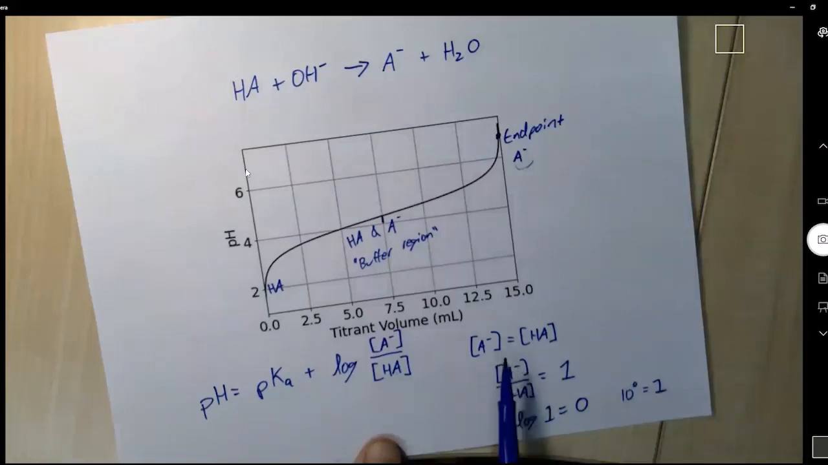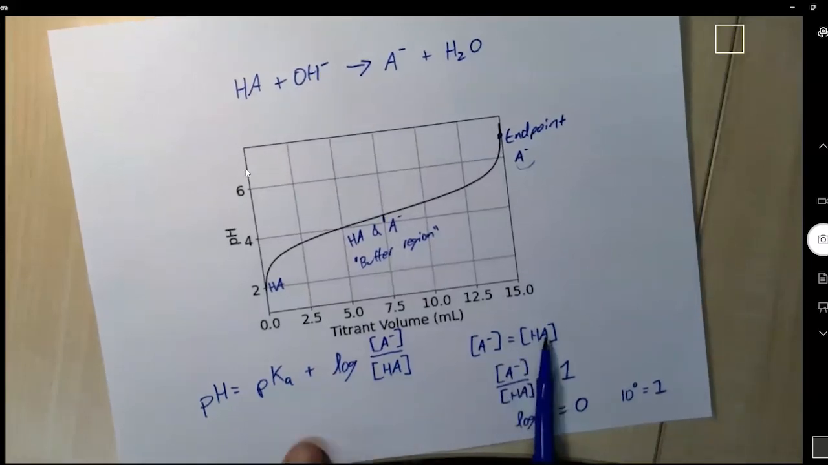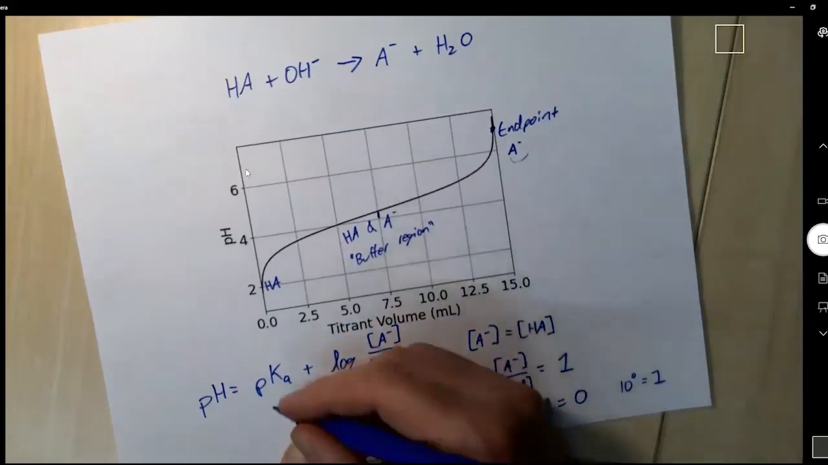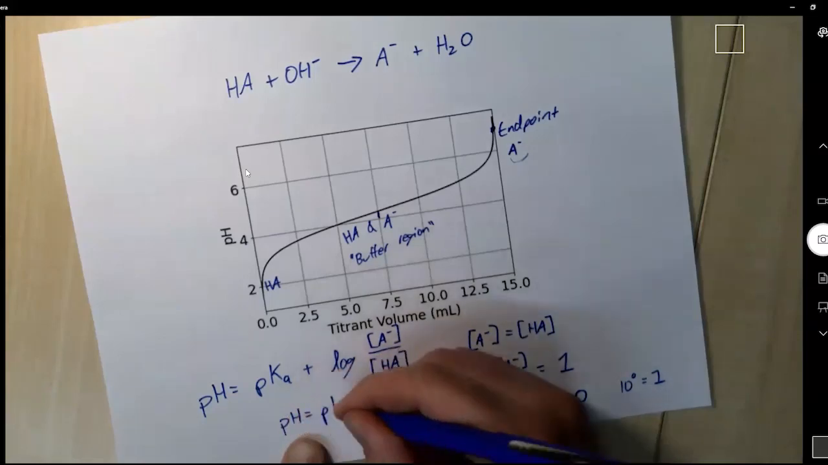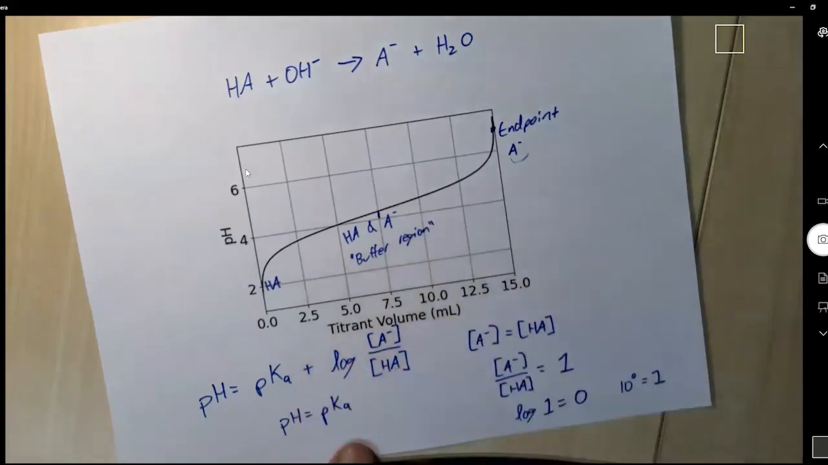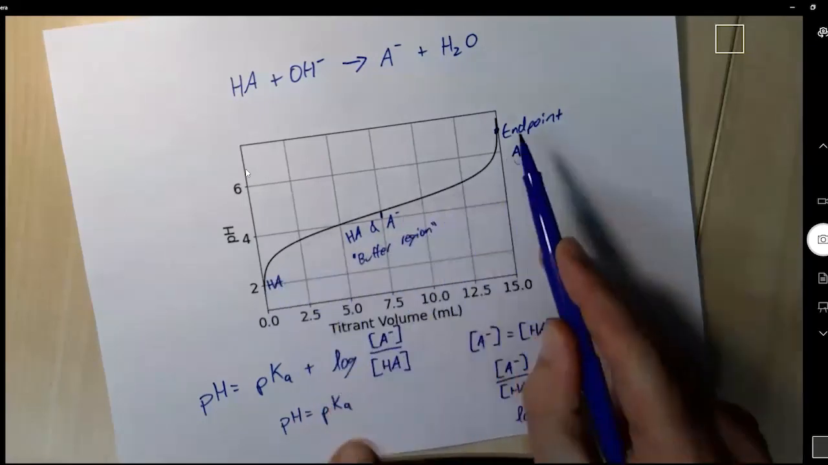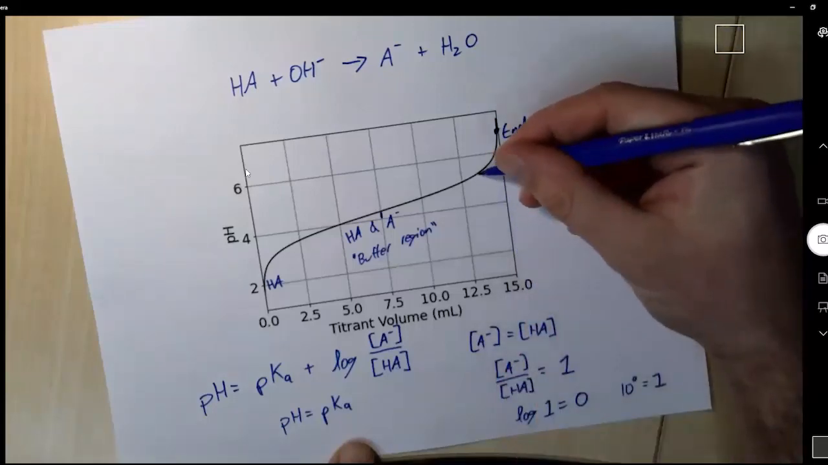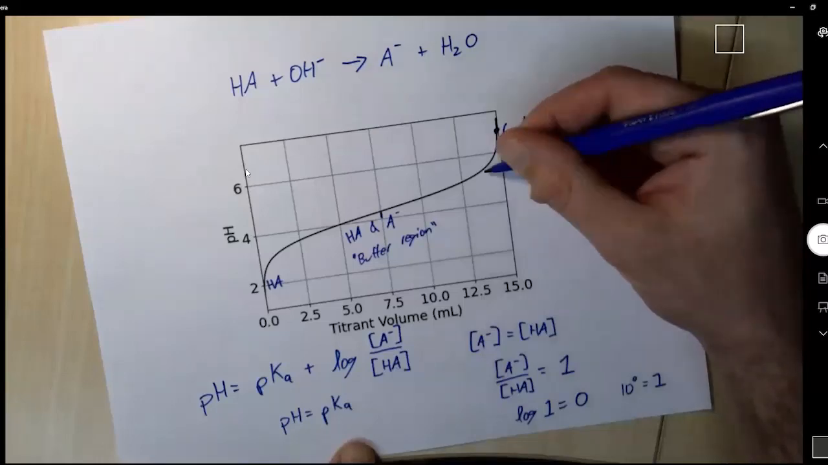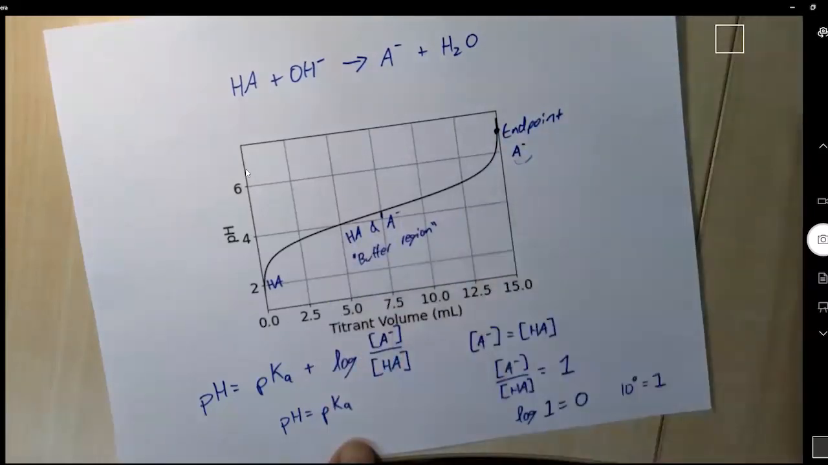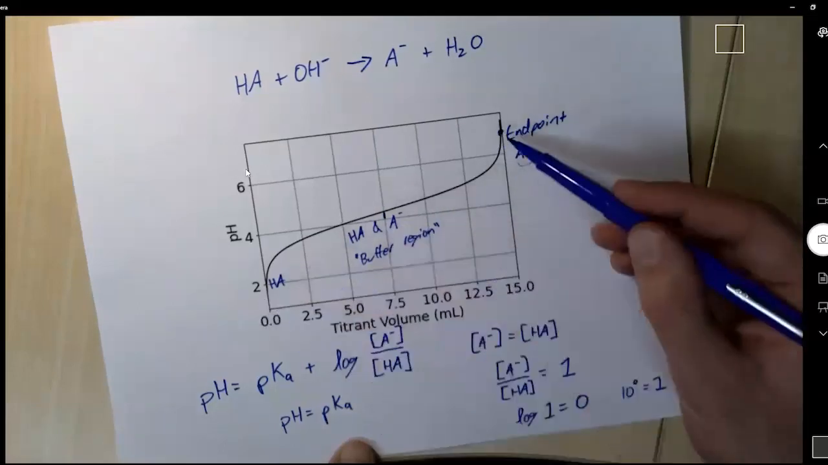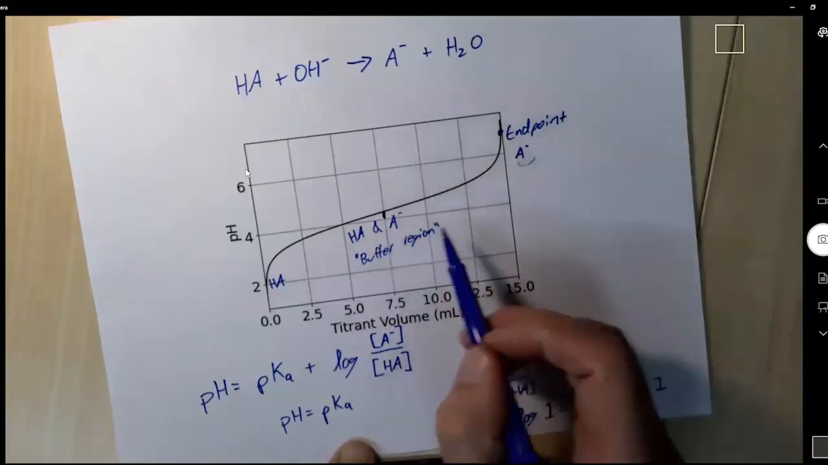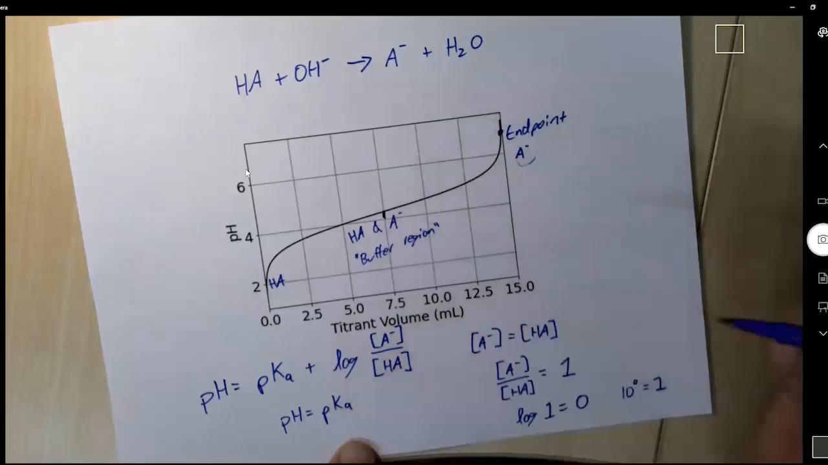And so that means that when you are halfway through your titration and A minus equals HA, this term of the Henderson-Hasselbalch equation is equal to 0. And pH is equal to the pKa of your acid. And so just from looking at one of these titration curves, if you can find your endpoint, which you can find by finding where pH starts to increase rapidly after a region of being relatively flat as you add titrant, right? Halfway between your starting point and that endpoint, the pH in your flask is going to be equal to the pKa of your weak acid.